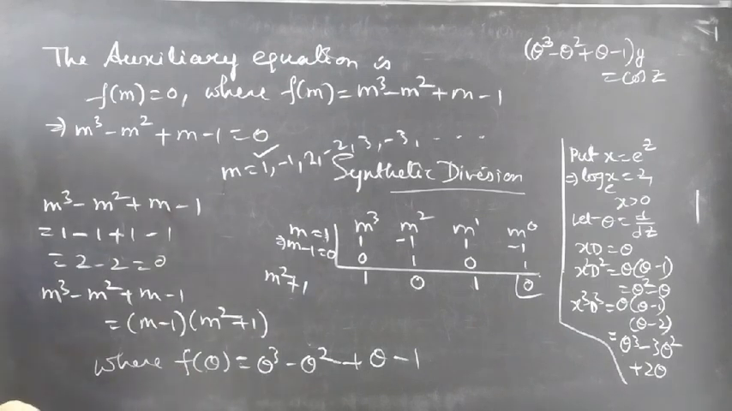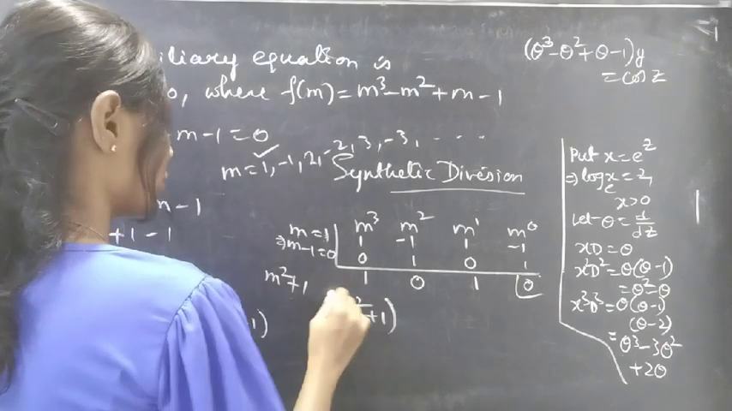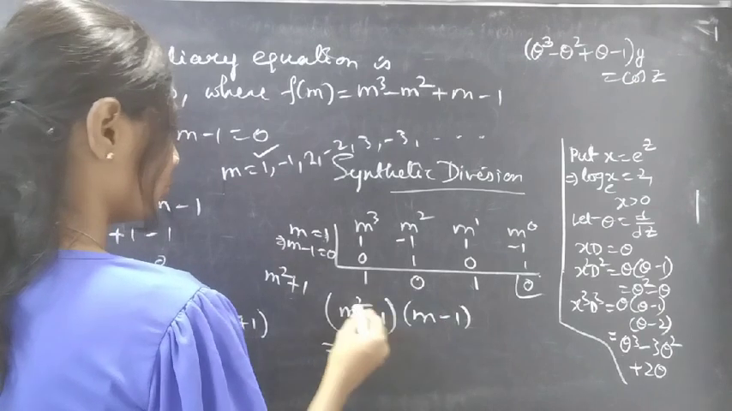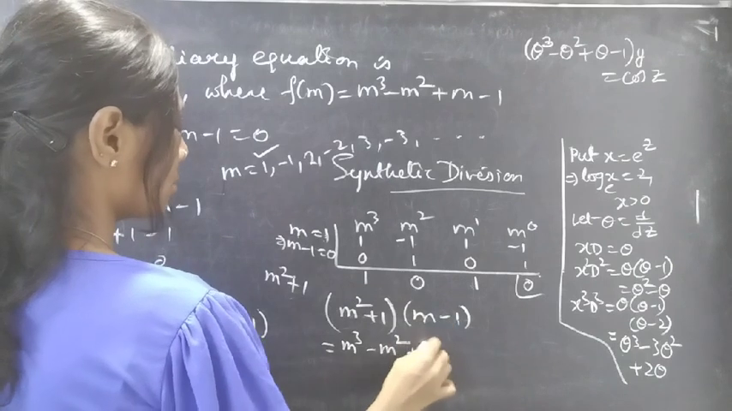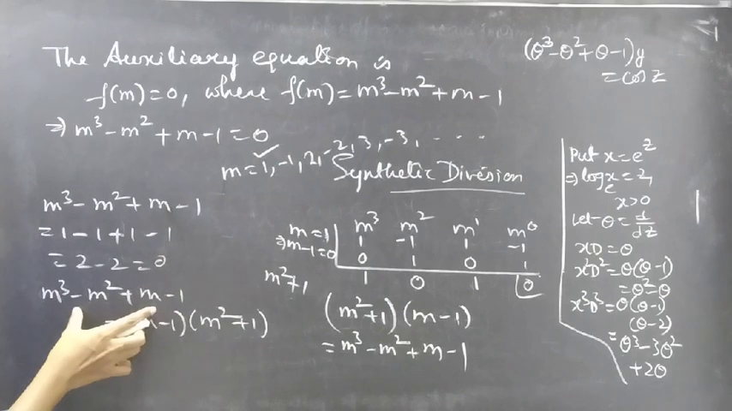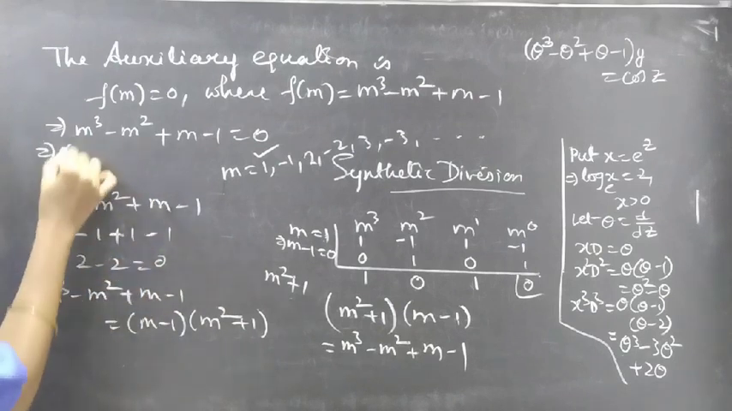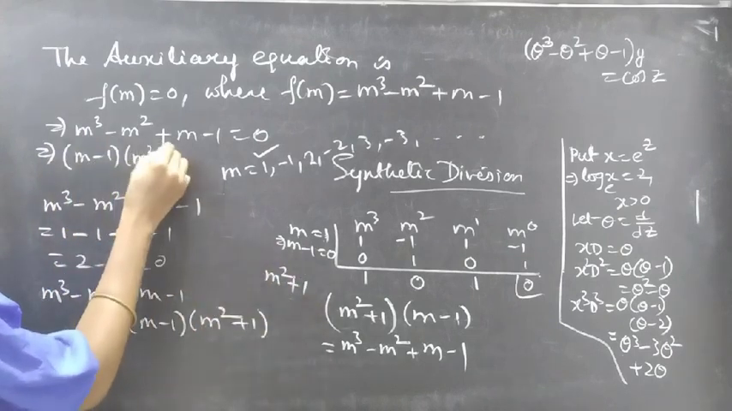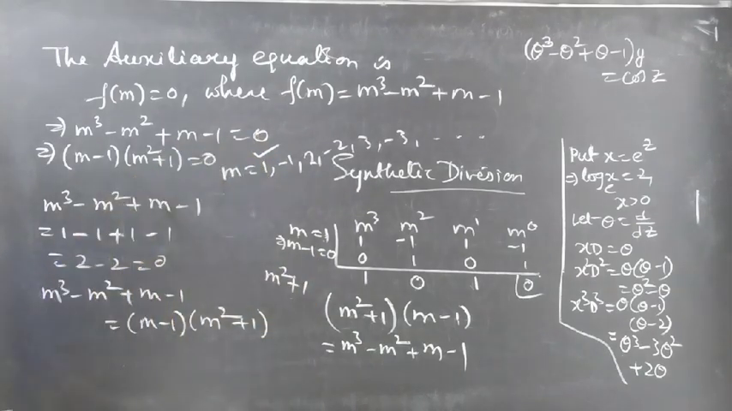If you want, you can check it. See, m square plus 1 into m minus 1 gives m square into m is m cube, m square into minus 1 is minus m square, plus 1 into m is m, plus 1 into minus 1 is minus 1. We'll get the polynomial, right? So we can write the auxiliary equation as the product of m minus 1 and m square plus 1 equal to 0, right?